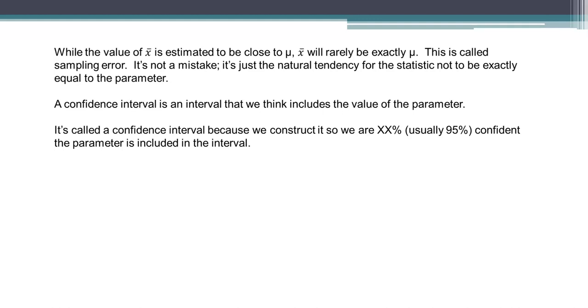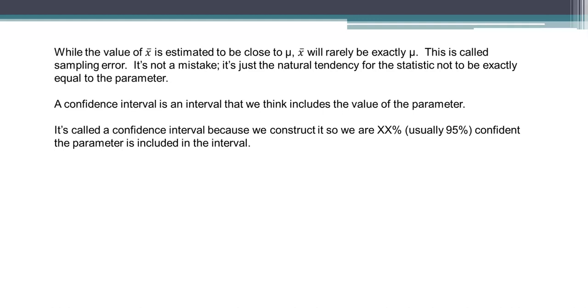Working toward the next one then, we know that X bar should be a pretty good estimate for mu, but just due to the nature of sampling, X bar is not likely to be exactly mu. So if we take a sample, we collect the mean, the odds of it being exactly the same as the mean we're trying to estimate are just slim, just because we're only getting a portion of the population in our sample. So this is called sampling error, which doesn't mean that somebody made a mistake. It's just, like I have written here, the natural tendency for the statistic not to be exactly equal to the parameter.